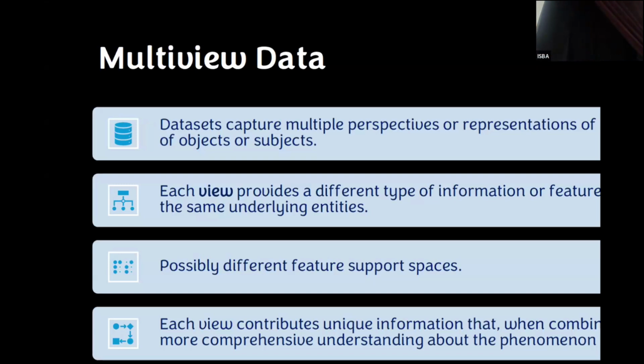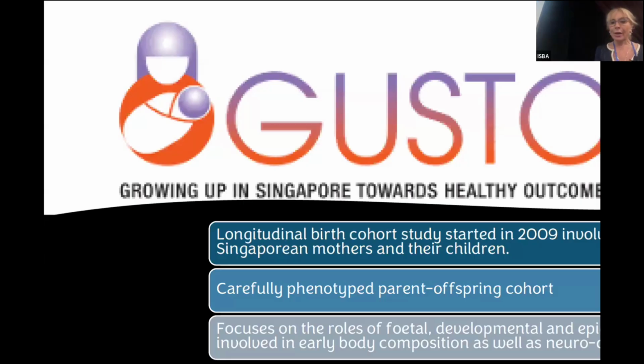So what are multiview data? Multiview data are data sets which collect different features, providing different information or representations on a set of subjects. Each view provides a quite different, unique type of information on the phenomenon under study. Each view can be very different from the others and can have very different support spaces. But when you put all this information together, you get a better understanding of the phenomenon you are interested in studying. And today the talk is about clustering subjects based on multiview data, based on different views of the same set.